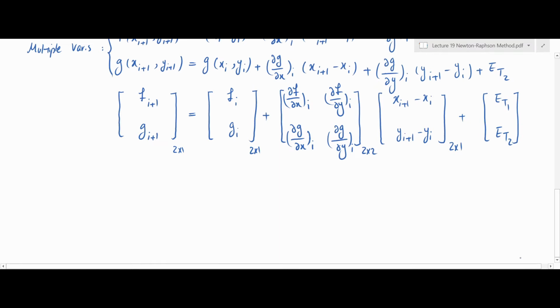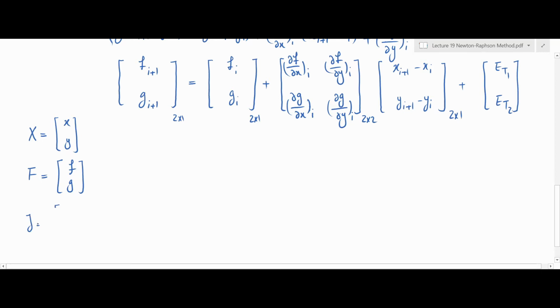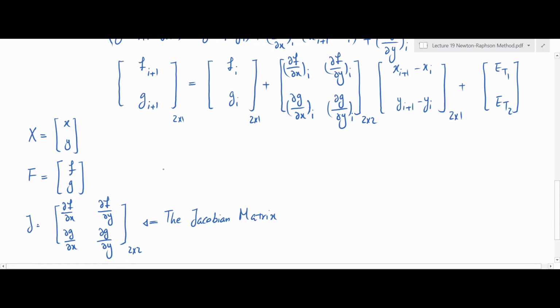Now at this point, I'll have to introduce a few more notations. So firstly, I introduce capital X, which is a matrix of my variables x and y. I also introduce capital F, which is a matrix of my functions, which are f and g. And finally, capital J, which is a 2 by 2 matrix with these elements, del f/del x, del f/del y, del g/del x, and del g/del y. And by the way, this is a very famous matrix, which is called the Jacobian matrix. And I also introduce a matrix, let's call it capital E, which includes the truncation errors, ET1 and ET2.